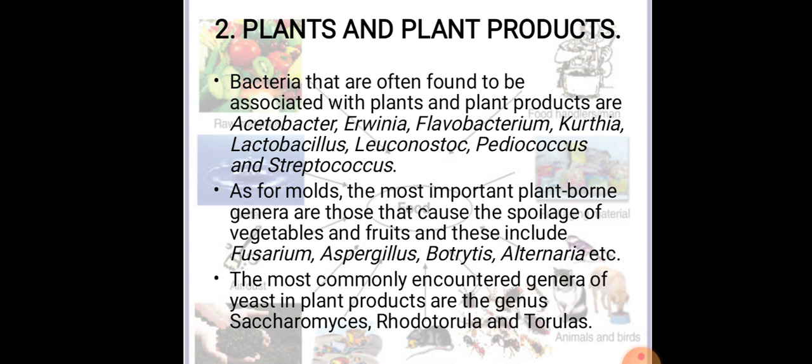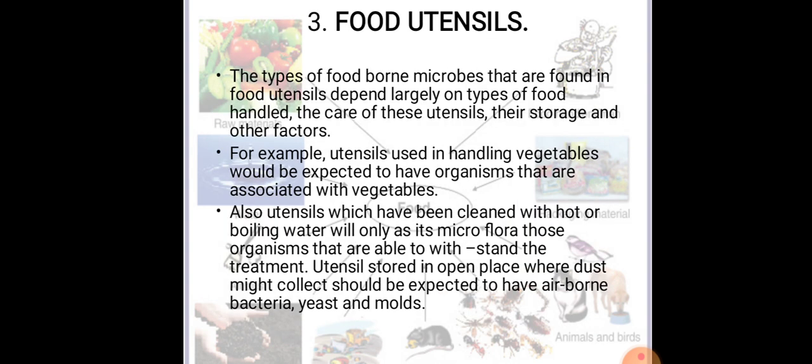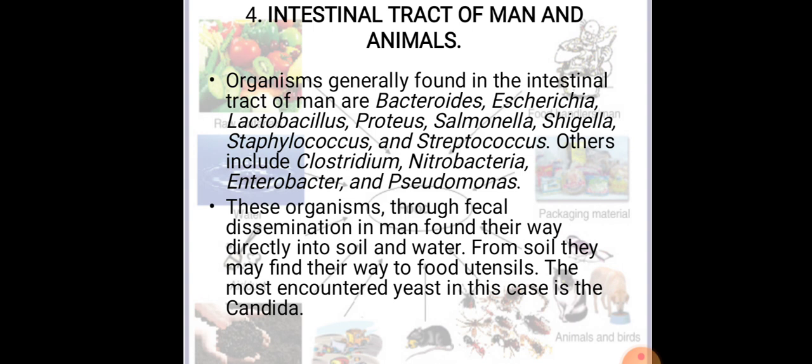Now the next source of microorganisms within the food sample includes plants and plant products. The bacteria that are often found to be associated with plants and plant products include Acetobacter, Erwinia, Flavobacterium, Corynebacterium, Lactobacillus, Leuconostoc, Pediococcus and Streptococcus. Out of these, preferentially Lactobacillus, Leuconostoc and Pediococcus are probiotic bacteria, meaning these are not hazardous for our health, but the other types of bacteria may be pathogenic.